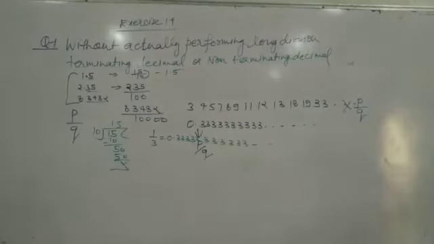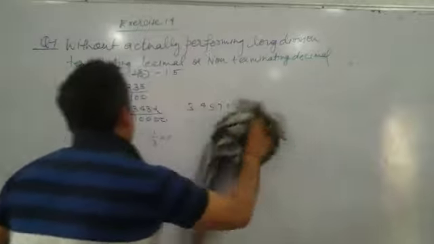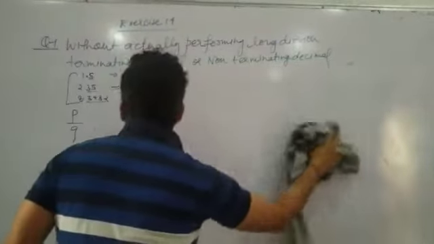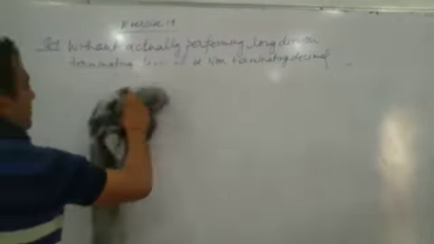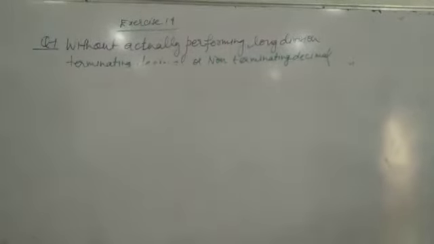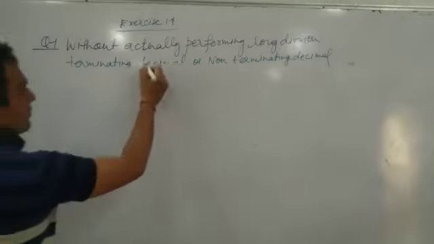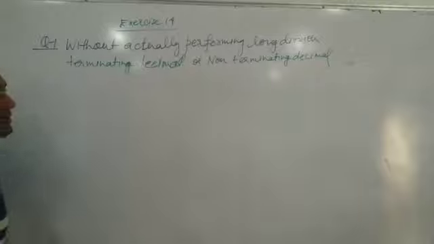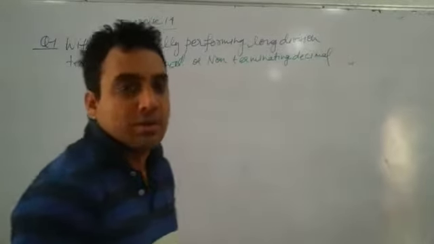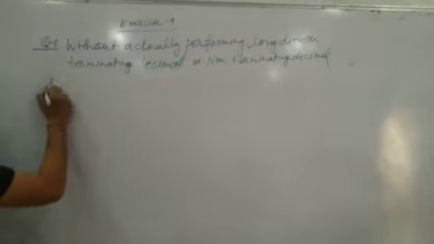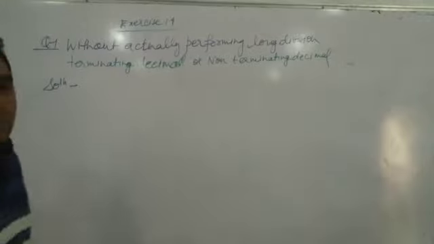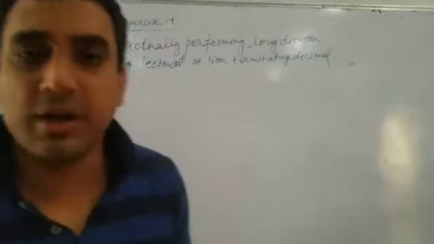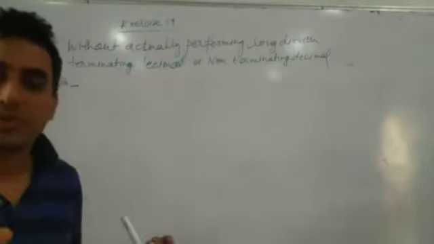Suppose a fraction or a rational number is given to me, and I have to find out whether it is a terminating decimal or non-terminating decimal. Its solution is very simple, a very easy method to check this.